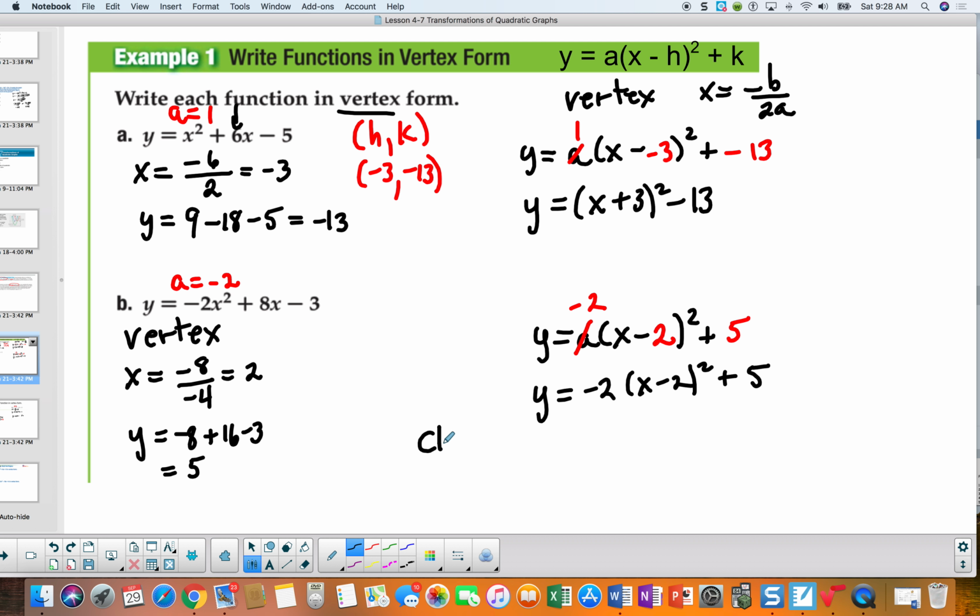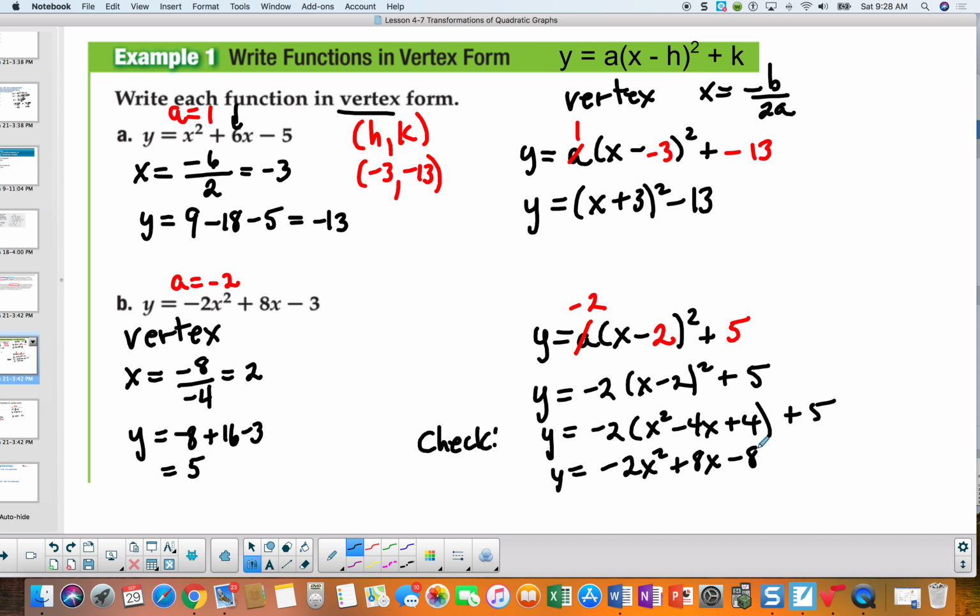I want you to know that you can check your work. And here's how you check your work. Y is equal to negative 2. I'm going to expand this, x squared minus 4x plus 4. And I'm going to now distribute. And this is negative 2x squared plus 8x minus 8 plus 5. And you can see I have the negative 2x squared like I have over here. I have the 8x like I have here. And I know that these two will make the negative 3. So it's the same parabola, just written a different way.